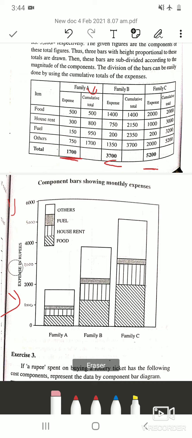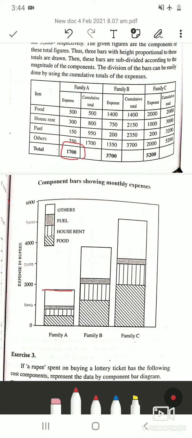So first let us plot for family A. So to draw the height of the rectangular box, what we have to see? We have to see the total. So here the total is 1700. So here there will be 10 lines again. The midline will be showing 1500. So the seventh line will be 1700. So this is your rectangular box.